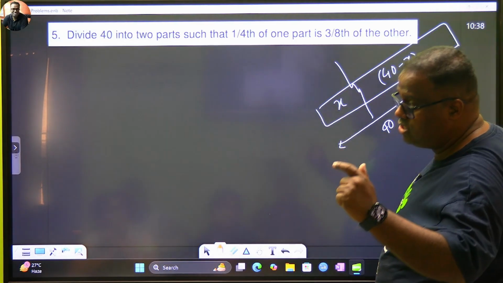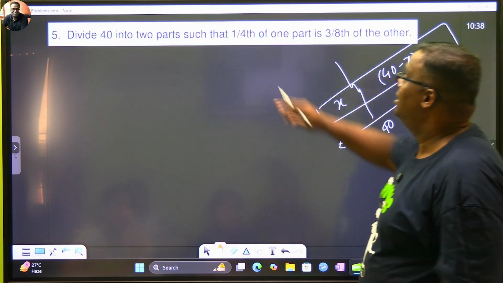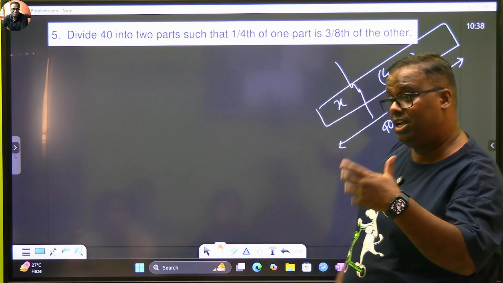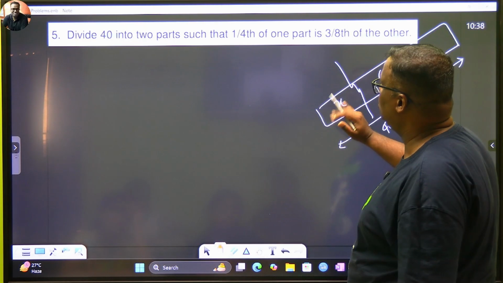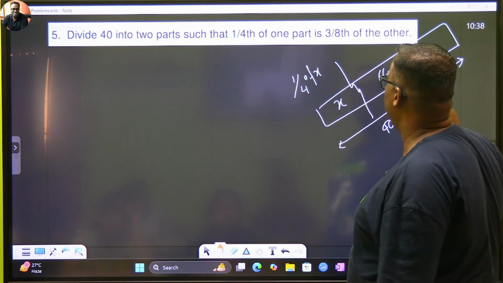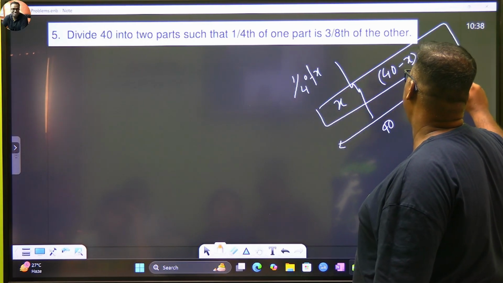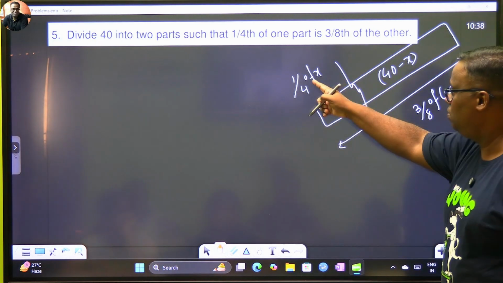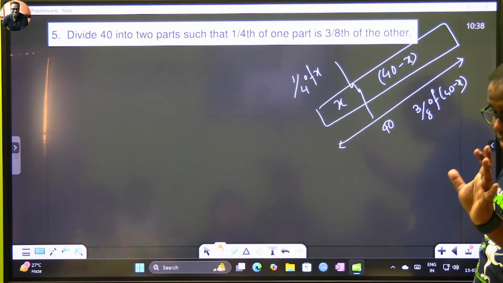Now every question will have some condition given. Your job is to hunt that condition such that 1/4 of one part is 3/8 of the other part. Means they are trying to say 1/4 of x should be equal to 3/8 of 40 minus x. This is the logic of the problem. Have we cracked the logic? This should be equal to this. We have to hunt that equation.